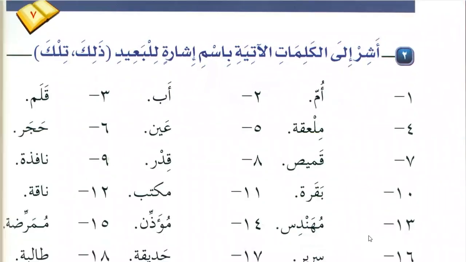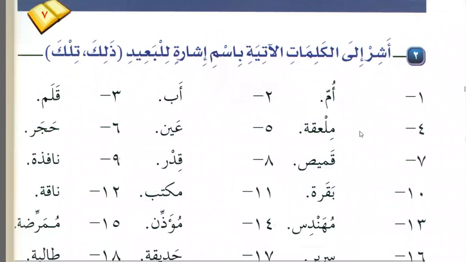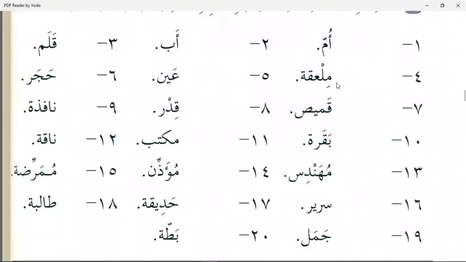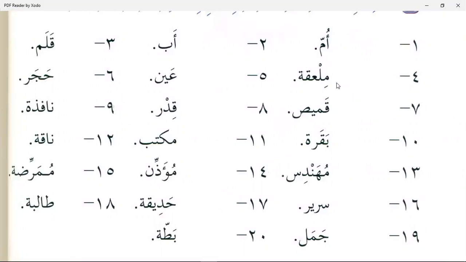Point toward the following words with ismi ishara lil baid. These two words are called ismi ishara lil baid. He's asking you to use these two words to point toward these nouns. Who wants to do this question? Raise your hand.